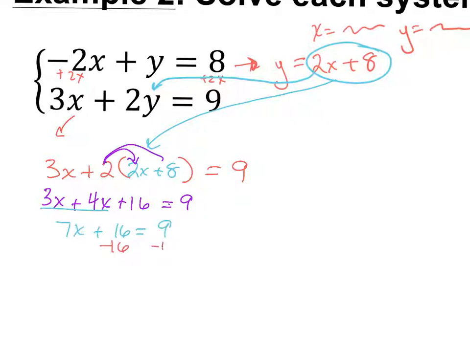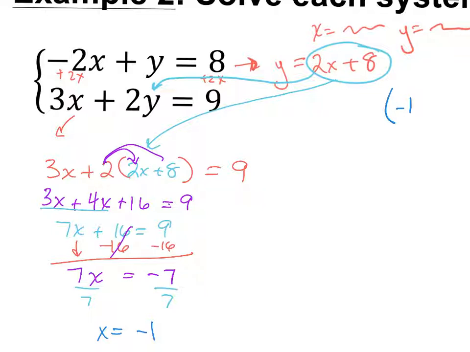Subtract. We're solving like we are experts at doing now. 9 minus 16 is negative 7. Divide by 7, and you get that x is equal to negative 1. Okay, we know now that x is negative 1. So my answer is going to be negative 1 comma something.